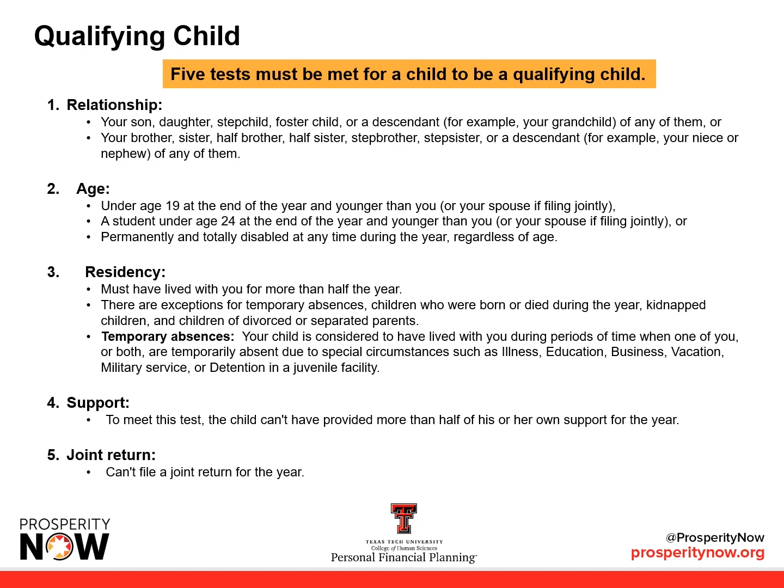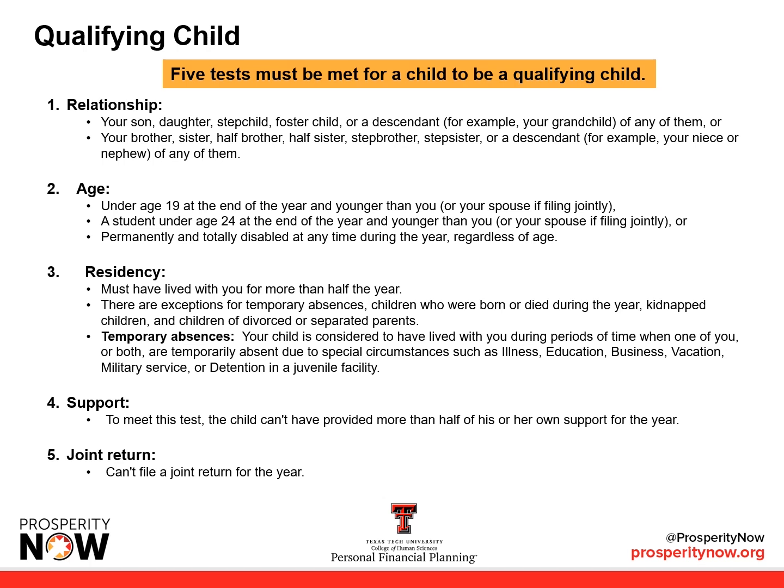They can be a student under age 24 at the end of the year and younger than you or your spouse if filing jointly, or permanently and totally disabled at any time during the year, regardless of age. 3. They must also pass the residency test, which means they must have lived with you for more than half the year. There are exceptions for temporary absences, children who were born or died during the year, kidnapped children, and children of divorced or separated parents.